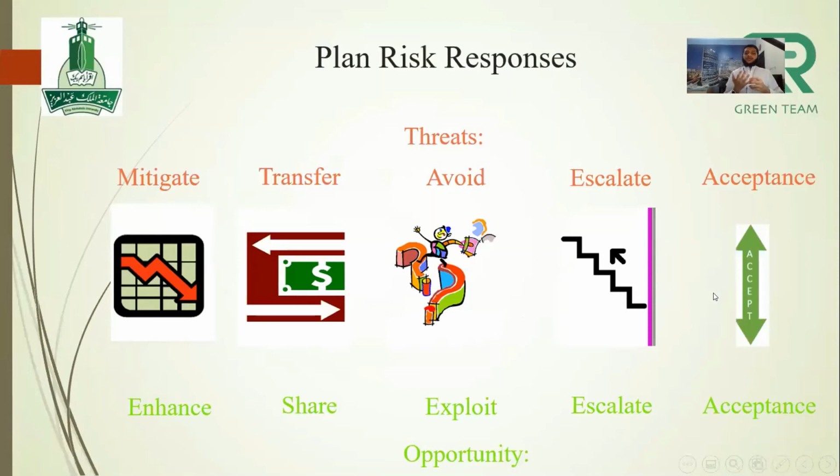We have five responses for each risk. The first one is mitigate or enhance. The second one is transfer or share. The third one is avoid or exploit. The fourth one is escalate. The fifth one, the final one, is accept the risk as it is. The red responses are for when the risk is negative and there are threats, and the green responses are for when the risk is positive and considered an opportunity.